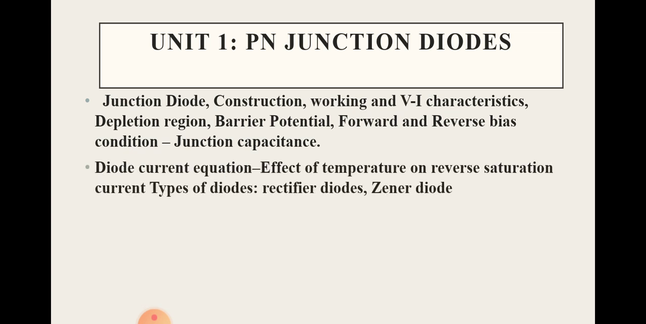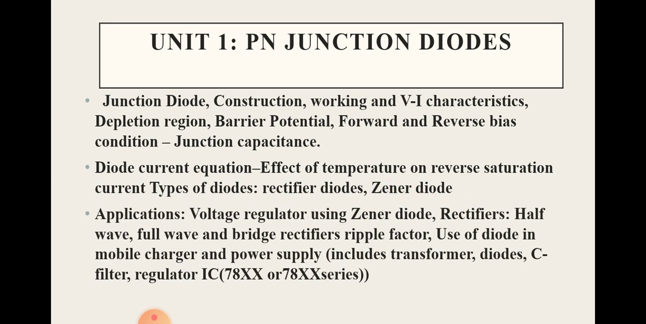In next point, we are going to study diode current equation, effect of temperature on reverse saturation current. Okay, after that we are going to study the types of diodes, and that is what? Rectifier diodes and Zener diode. Rectifier means the diode which converts AC current into DC current. That is the application of rectifier diode, that we are going to study in detail in this chapter. And the second one is Zener diode. The next point of this chapter is what? Applications.